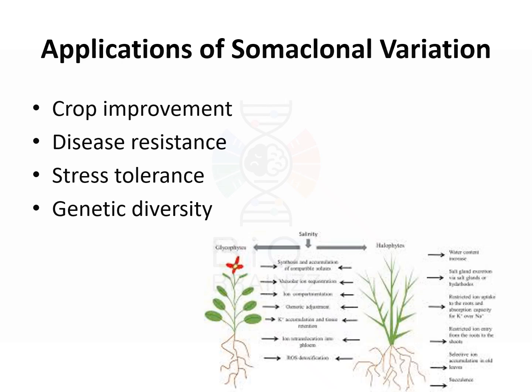Somaclonal variation can be beneficial when it produces useful traits. Breeders can select variants showing improved disease resistance, stress tolerance, or yield. It also increases genetic diversity, which is essential for crop improvement programs. Tissue culture thus becomes a source of new variation for plant breeding.